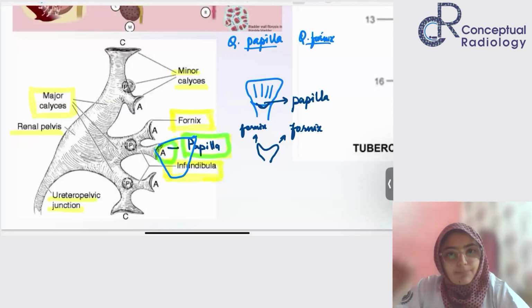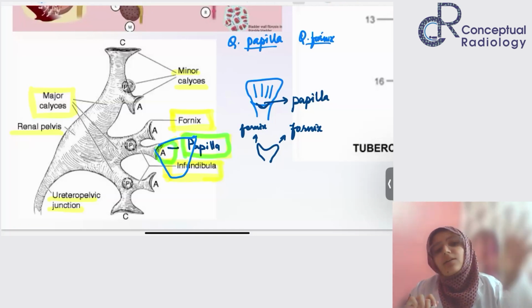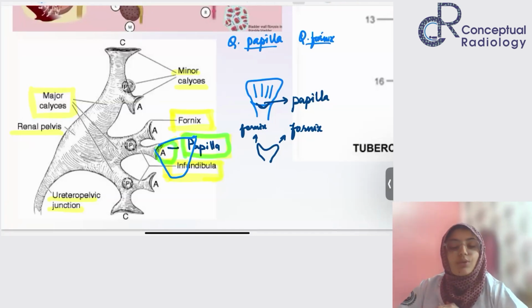Papilla is the tip of the medullary pyramid. It is like a transition point where urine is draining from the medulla, from the loop of Henle, through the collecting ducts into the minor calyx. So in the initial stages, it is at this level of the papilla where necrosis starts. So it's important to understand this first of all.